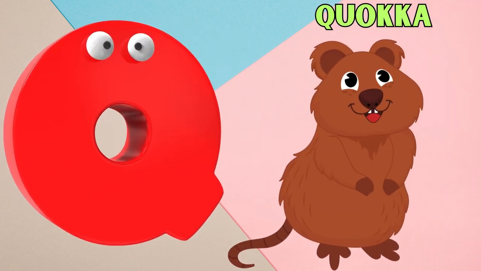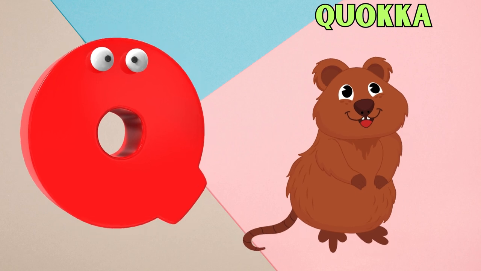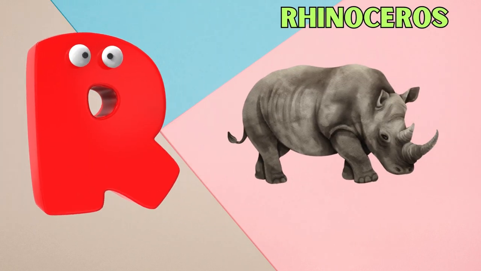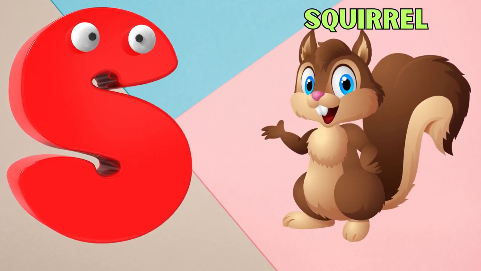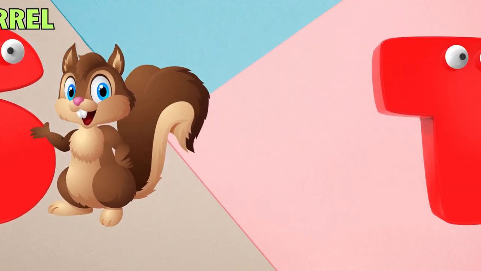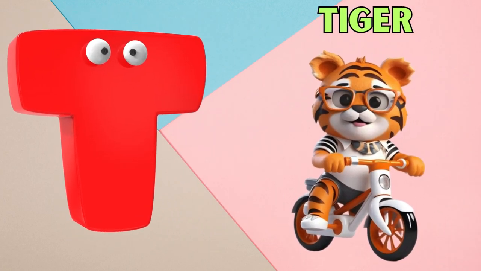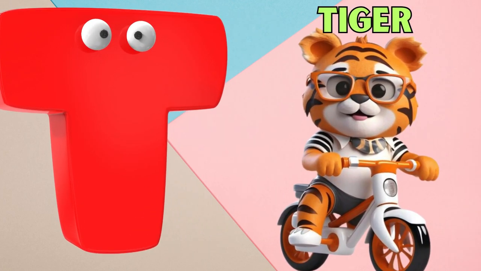Q is for quokka. Q, qu, quokka. R is for rhinoceros. R, r, rhinoceros. S is for squirrel. S, s, squirrel. T is for tiger. T, t, tiger.